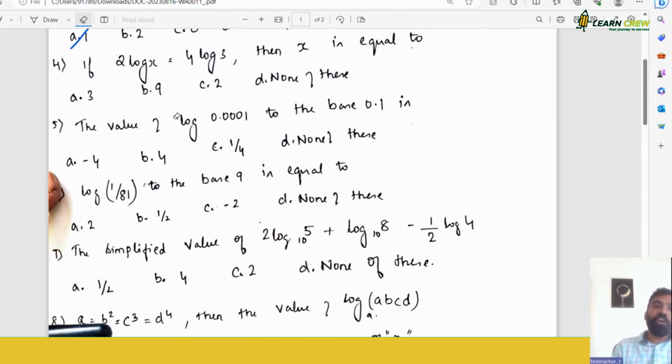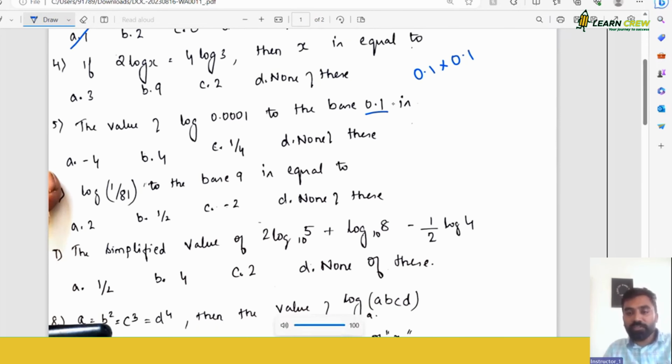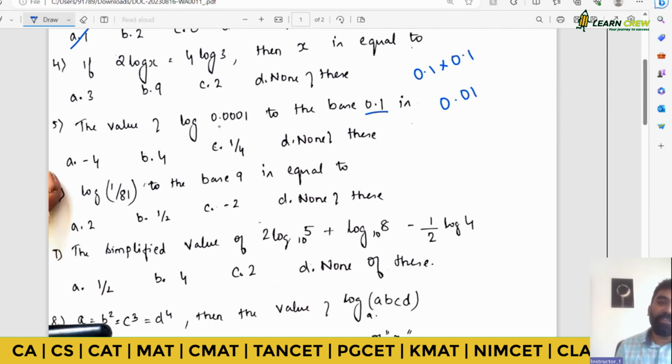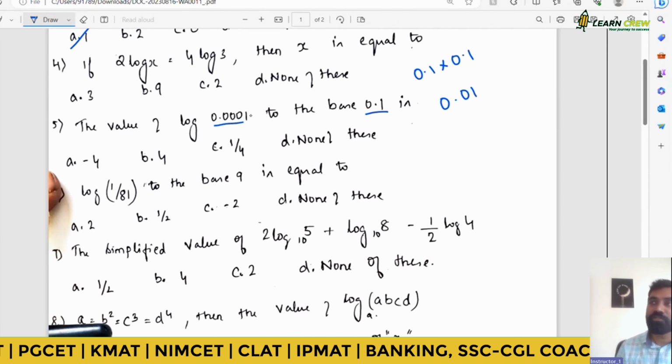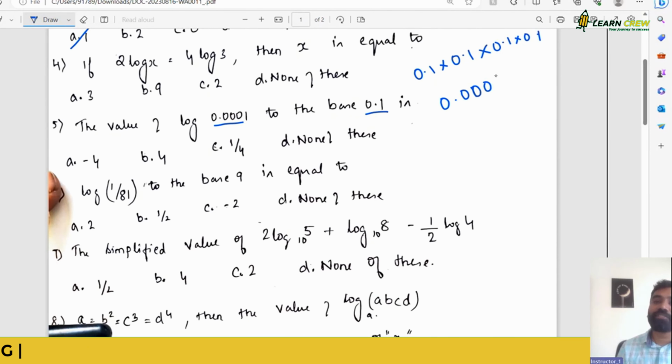The value of log of 0.0001 to the base 0.1 is what? First of all, what is 0.1 into 0.1? Yes, Tarush. Whenever it is put 2 decimal points, it will be 0.01. But here you need 0.0001. So what should you do? Multiply it 4 times. Then you end up with 0.0001.